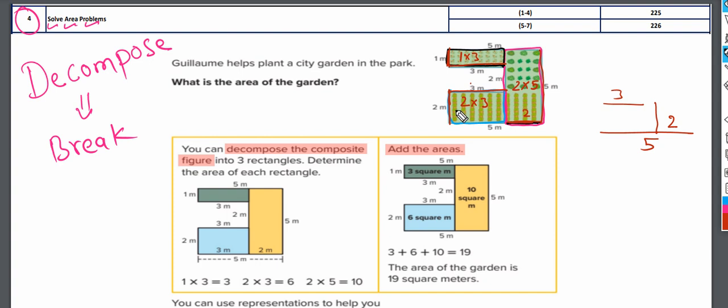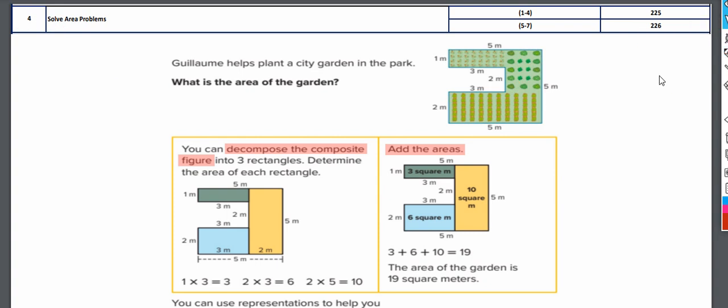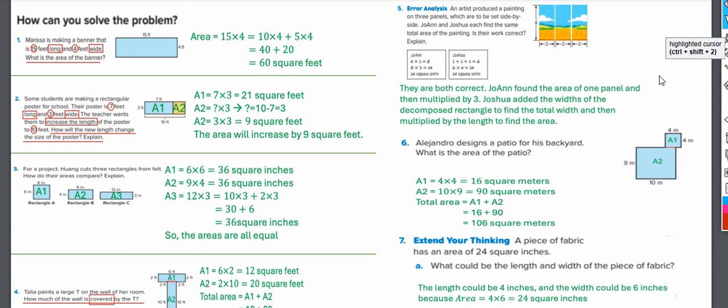This is how you will solve. We have done so many questions to find the area of robot and other questions, so you might remember now. Now what you have to do, 1 times 3 is 3, 2 times 3 is 6, 2 times 5 is 10. Just add them together, 3 plus 10 plus 6, and you will get your answer. Okay, let's try some questions so you will get more understanding.